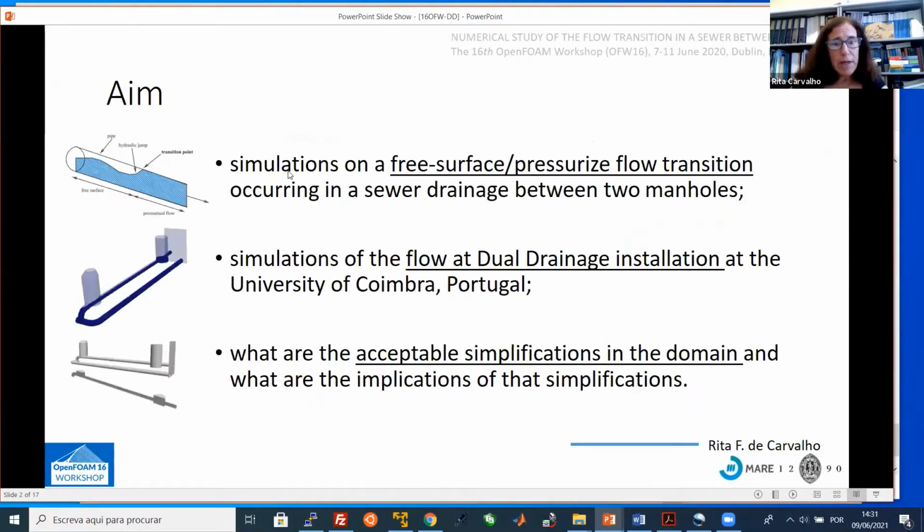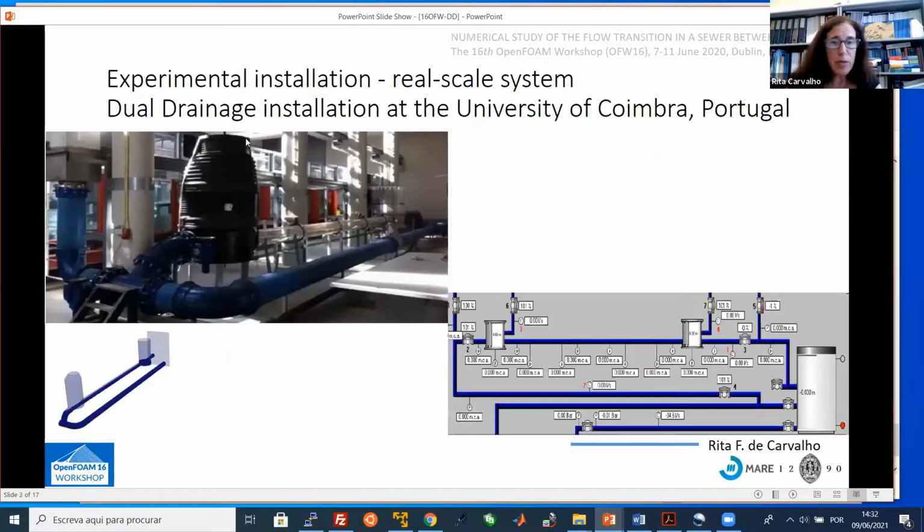Okay, so the aim is to simulate free surface to pressurized flow occurring in a pipe between two manholes, and to preview the flow in our installation, the dual drainage installation. And also to see if simplifications in the domain are possible, and which implications they have in the calculus, in the effort, as well as in the results. Okay, so I will present our installation.